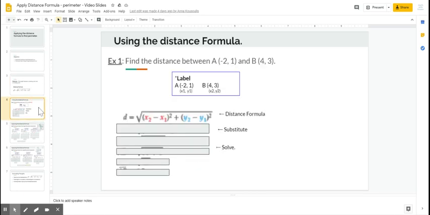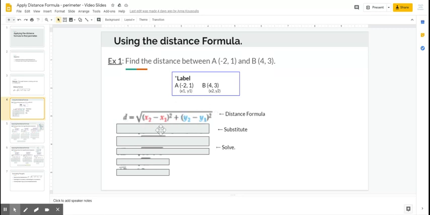Alright, so in our first example, this is just a straight use the distance formula example. So we have find the distance between A, which is negative 2, 1, and B, which is 4, 3. So I would always start off with making sure that you label. So point A, which is your x1, y1, and point B is your x2, y2. So you start with your distance formula and you plug in the numbers that you're given.